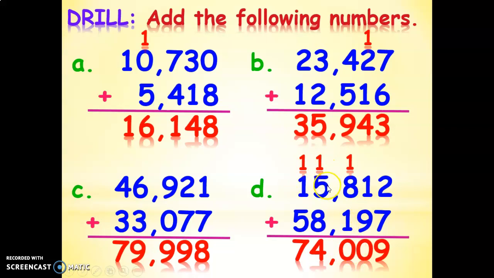Now we have 1 plus 5 plus 8. The answer is 14. So we have 4, carry 1 on top of the next digit. Now for the final column, you have 1 plus 1 plus 5, and the answer is 7. Again, we have to count 3 digits, ones, tens, hundreds, and then write the comma for the final answer.